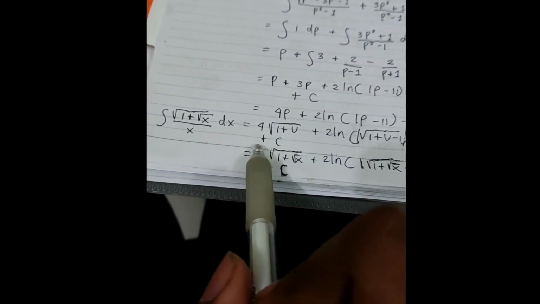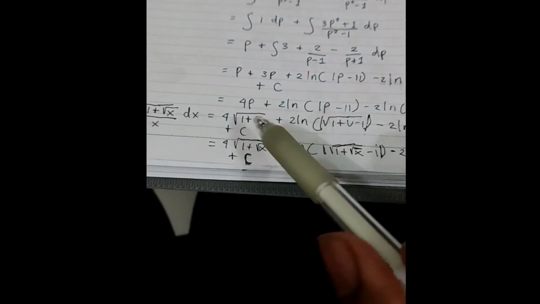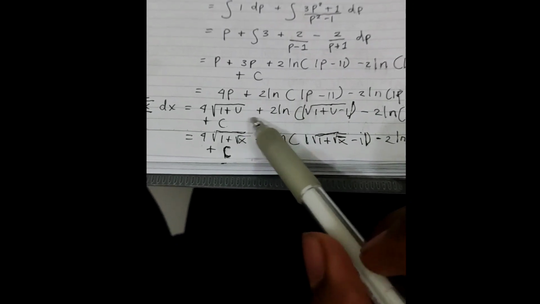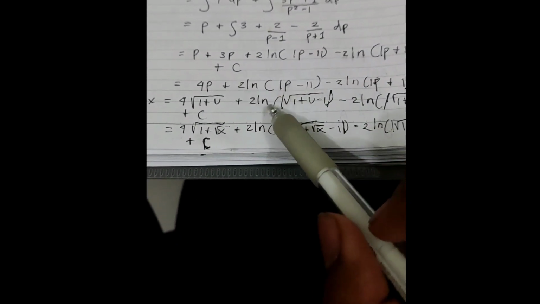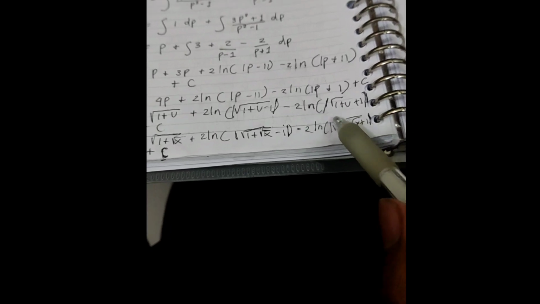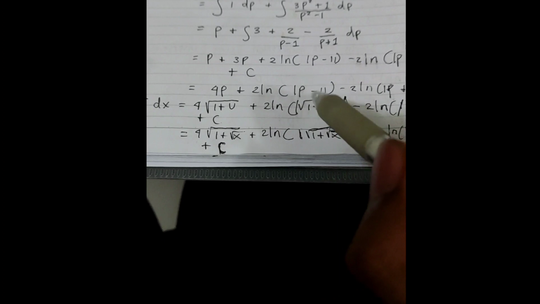So here the final integral of square root of 1 plus square root of x over x dx equals 4 square root of 1 plus u plus 2 ln the absolute value of square root of 1 plus u minus 1 minus 2 ln the absolute value of square root of 1 plus u plus 1 plus c. So the final answer was 4 square root of 1 plus square root of x.